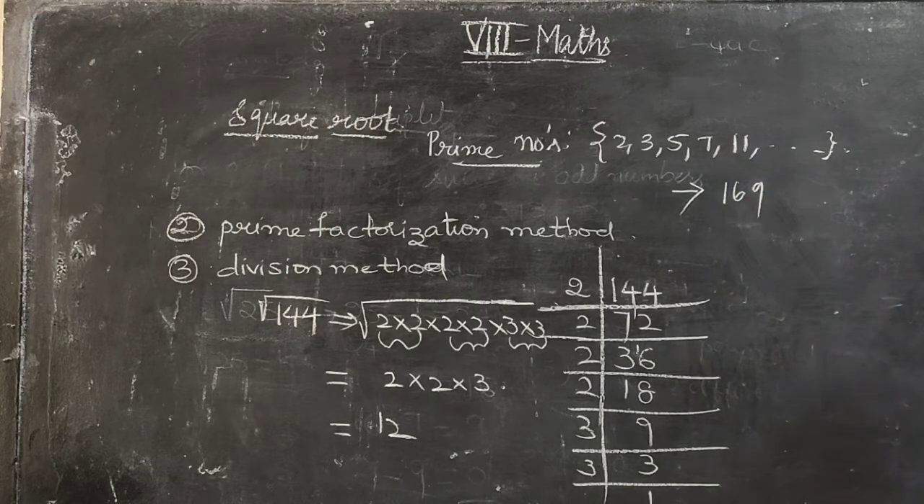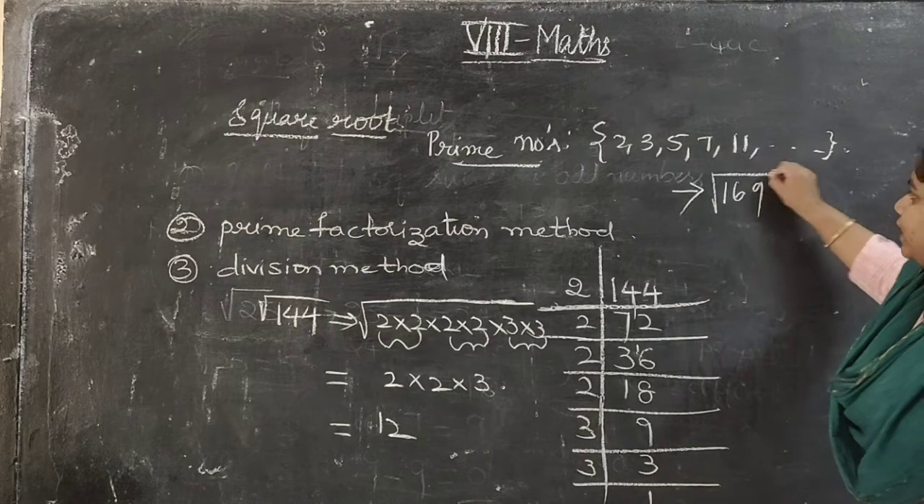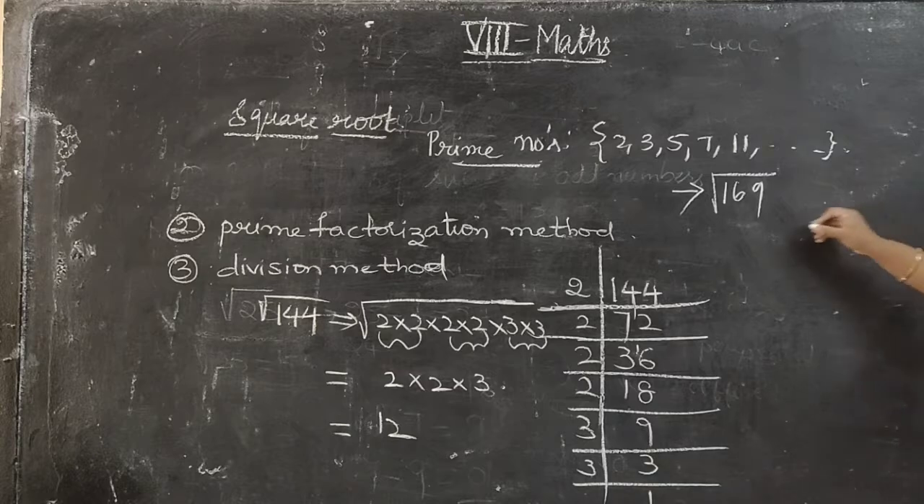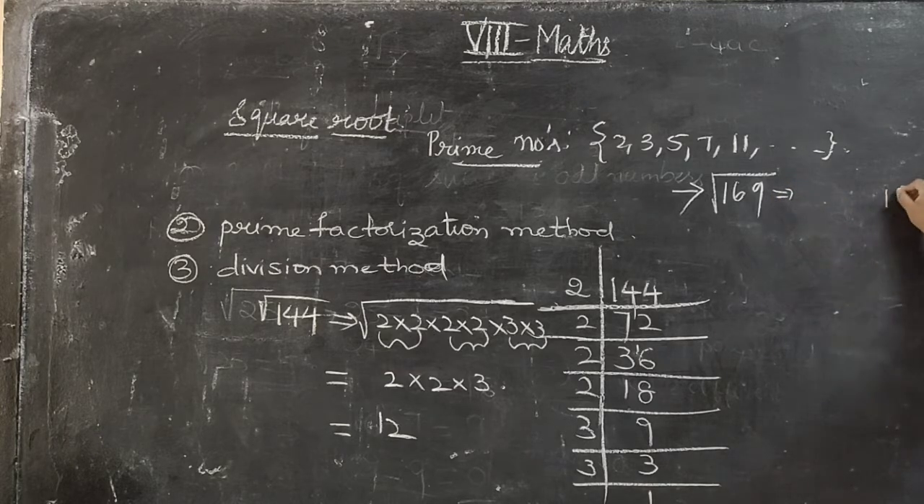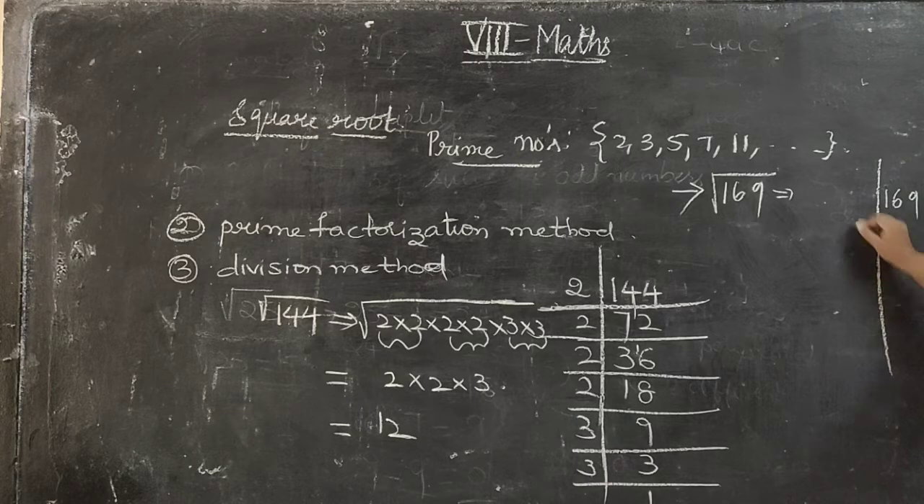I am taking it as 169. So I want to find the square root of 169. How to find it? First we have to do the prime factorization. So which table can we use here? 9 plus 1 is 10, 10 plus 6 is 16.